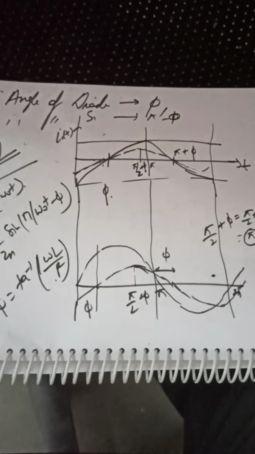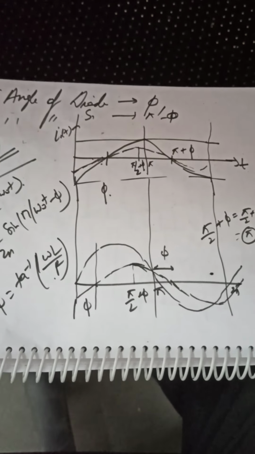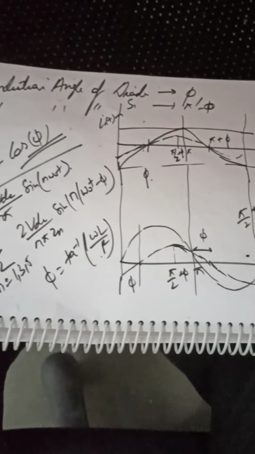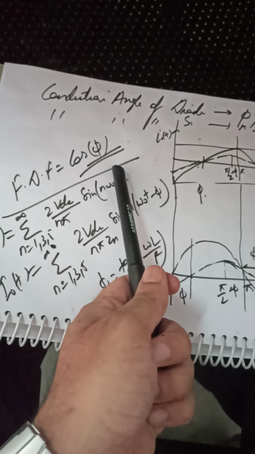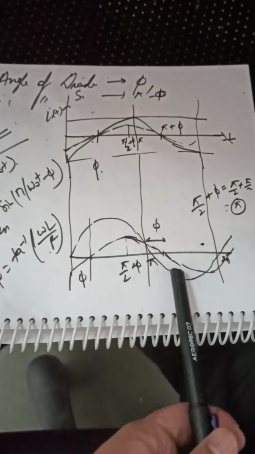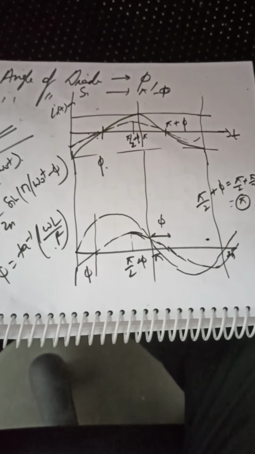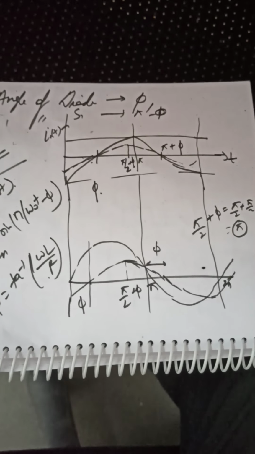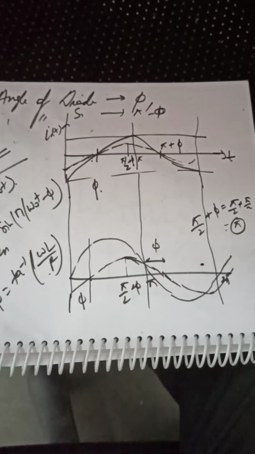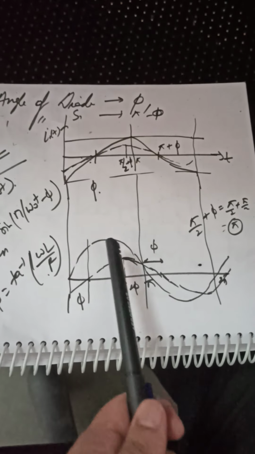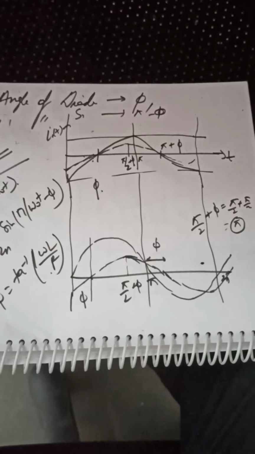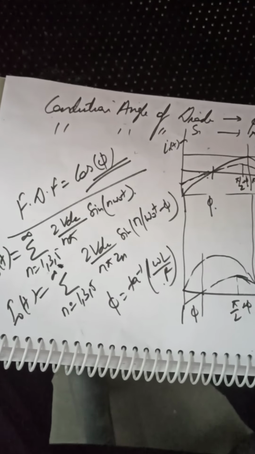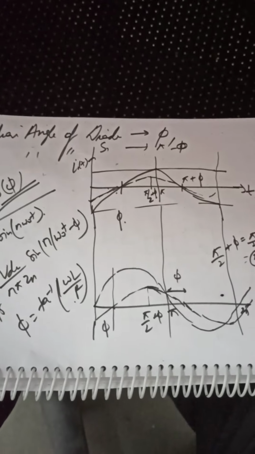Now if somebody asks us what the fundamental displacement factor is, FDF equals cos phi, you can straight away come to this part. You can easily observe that the upper sine curve is the fundamental voltage, and the lower curve is the fundamental current, and it can be easily concluded that it is lagging the former by an angle of phi. So we can easily comment that the fundamental displacement factor is cos phi. More about this will be covered in the next class.